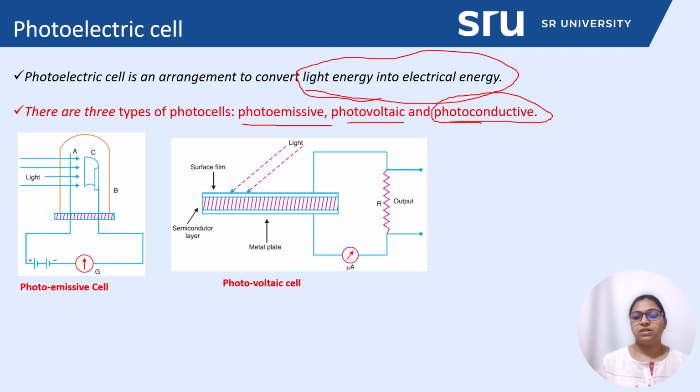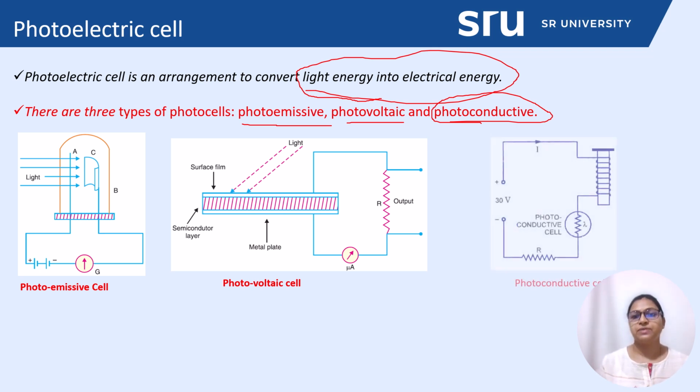And third is the photoconductive cell. Basically, this is the photoconductive cell. It is based on the principle that the electrical resistance of semiconductor materials like selenium decreases with increasing intensity of the radiation upon it, and the conductivity increases.